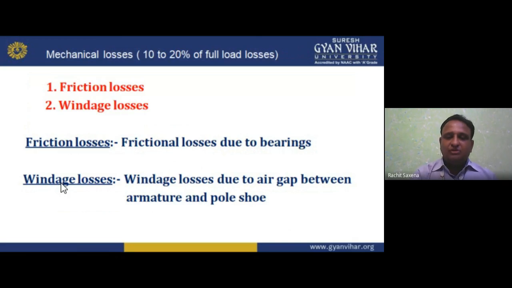Now moving forward, 30 to 40% is the copper loss, basically the armature copper loss. 20 to 30% of full load loss is the shunt field copper loss. If I am talking about the iron losses, then we have 20 to 30%, where two losses are there: eddy current and hysteresis. Now 10 to 20% are the friction and windage losses, meaning mechanical losses.